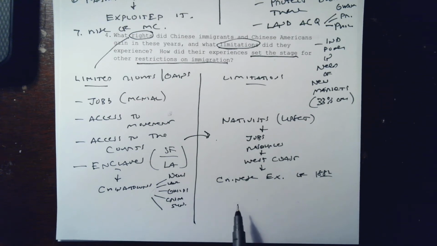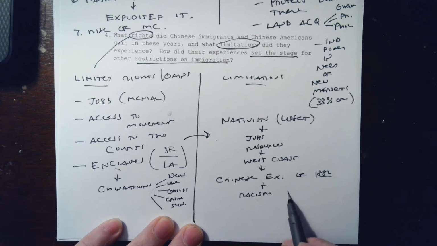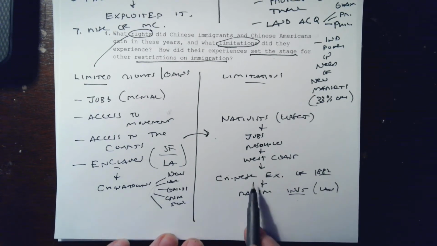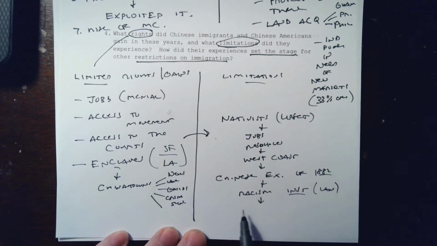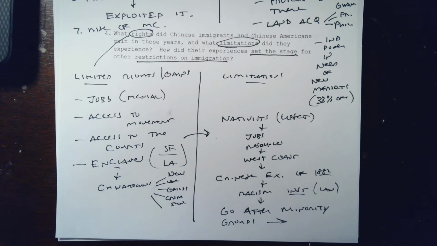Now, this is not only race specific, but again, it's racism institutionalized. In other words, it's a law on the books. And if they could do it to the Chinese, they're going to turn around and go after other minority groups. And this is going to go roughly from the 1800s all the way up to 1924. If you can go after one group, you can go after another.